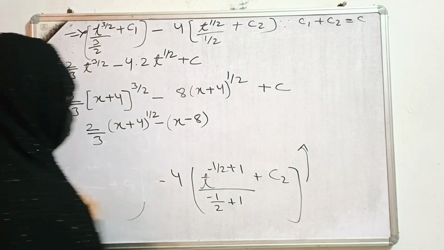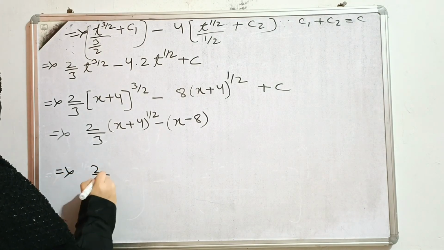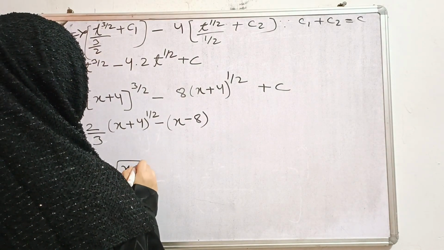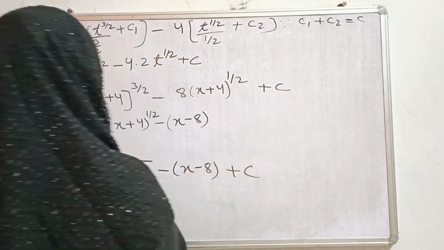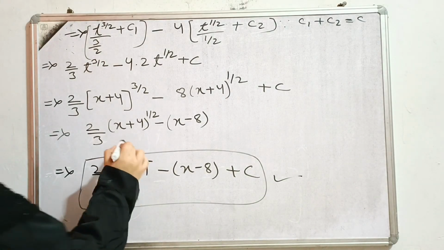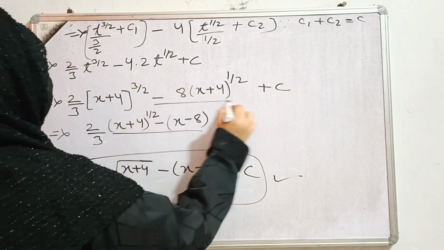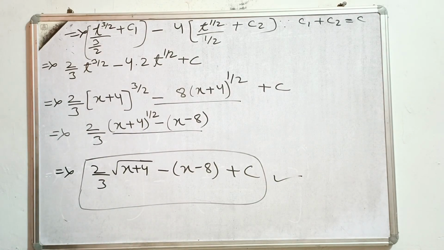So the final answer is 2 upon 3 root x plus 4 times x minus 8, plus c. This is our final answer. Okay, scholars, nothing else. We take common in these expressions and we find this. So the final answer is this.